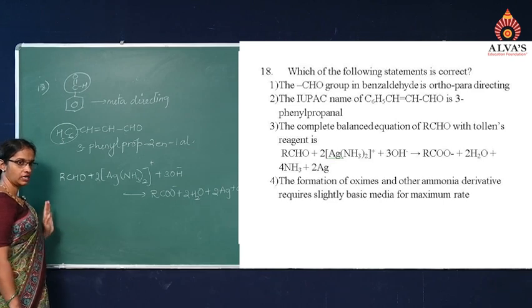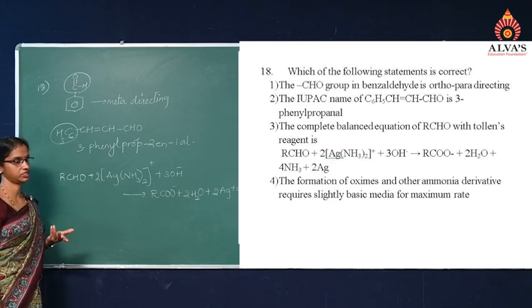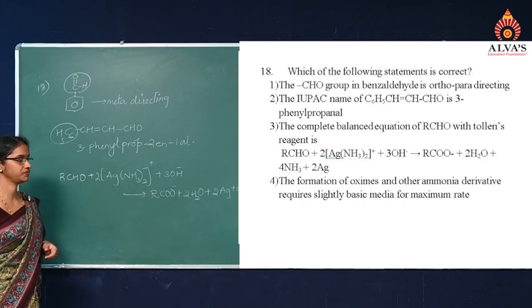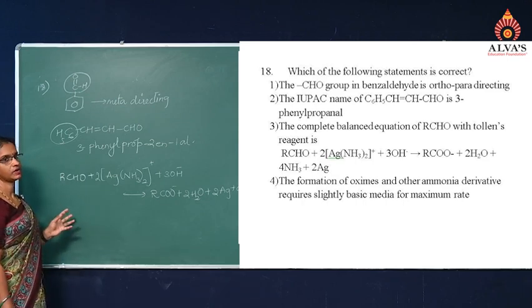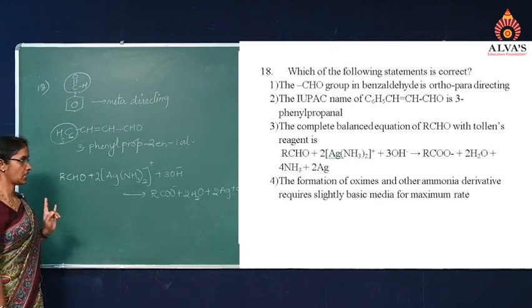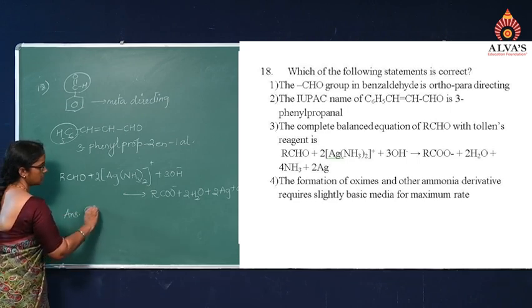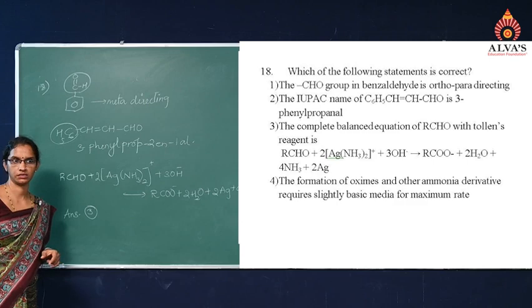Reaction of aldehydes and ketones with ammonia derivative. If it is talking about oxime, it is reaction with hydroxylamine, and hydroxylamine does not require basic medium for reaction, hence option 4 is also wrong. So out of the 4 options, the correct one is answer third, option third.